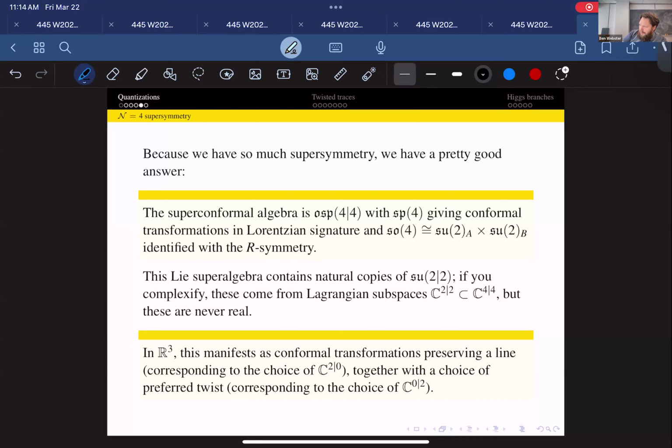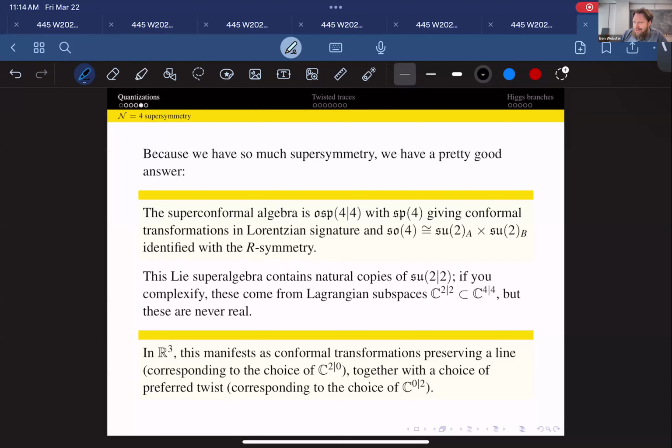So another way to think about these two twists, which is also a way to think about why SO(4) is SU(2) times SU(2), is that if I look at C^4 with a symmetric inner product, symmetric bilinear form, there are two kinds of Lagrangian subspaces in there that correspond to the two factors of SU(2), and thus to the two twists, A and B.